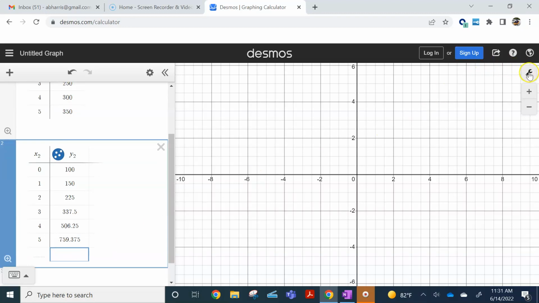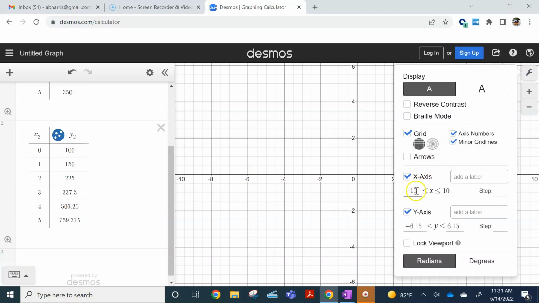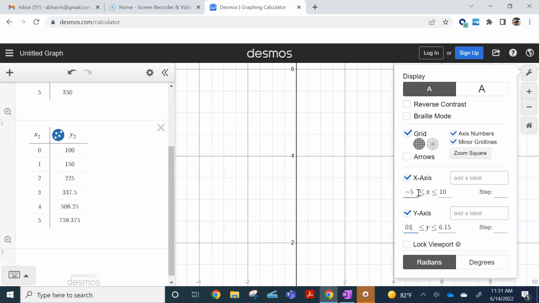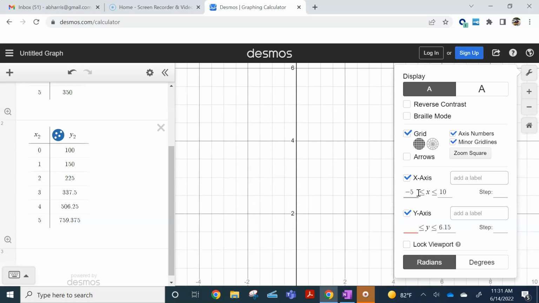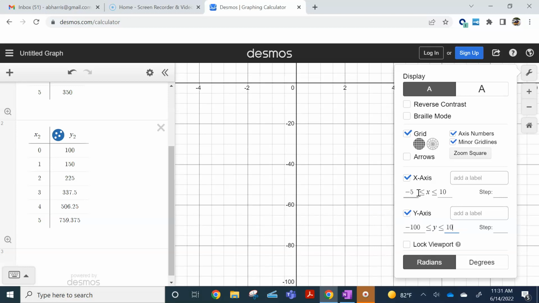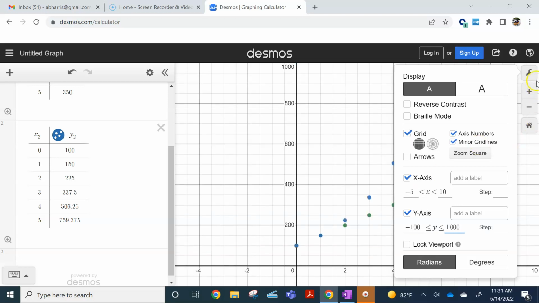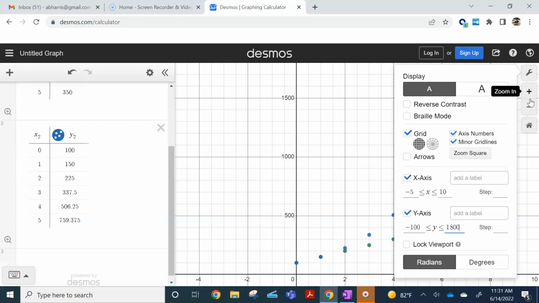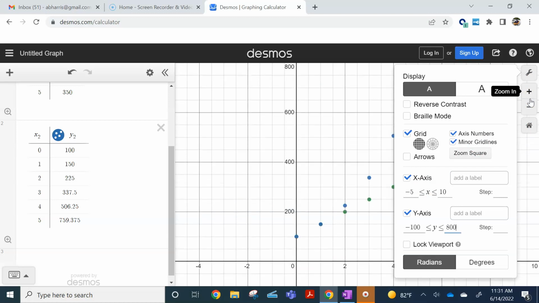Okay, and then I'm going to go ahead and change this window. Let me go for the x-axis from -5 up to 10, which is good. Let me go with the y-axis from -100 up to like 1,000. I know we don't go that high, but maybe let's do like 800. Somewhere in there. Okay.